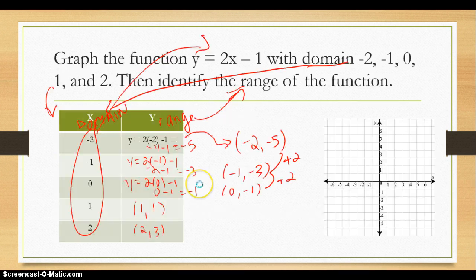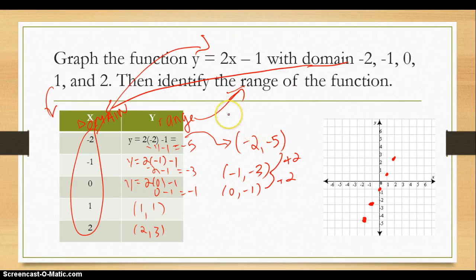So now it says to graph that. So graph all these ordered pairs here. So -2, -5, -1, -3, 0, -1, 1, 1, and 2, 3. Okay, so I graphed those points, and then it says then identify the range of the function.